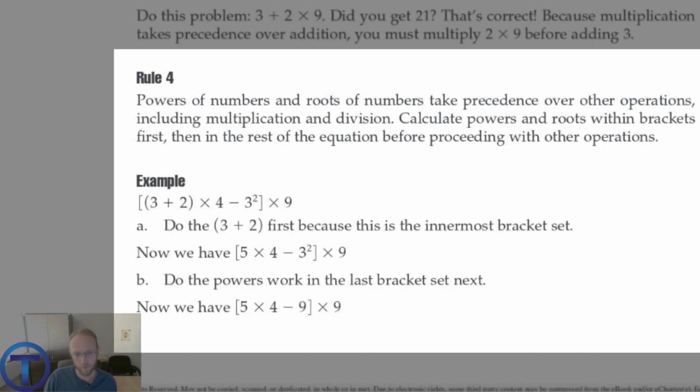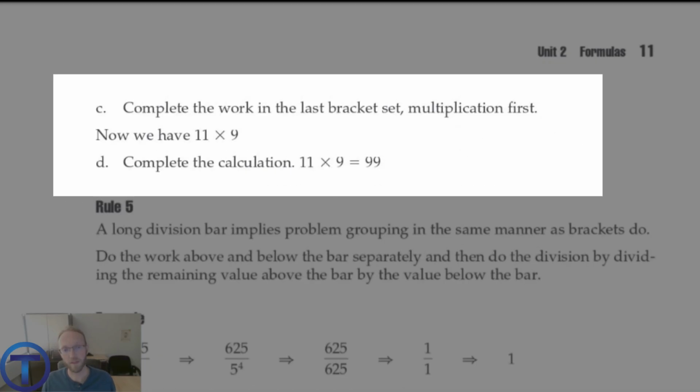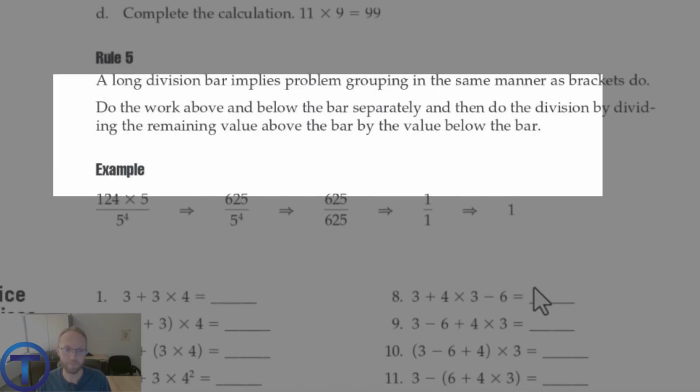Now we're going to do the powers. We get 5 times 4 minus 3 times 3, which is 9, bracket, times 9. I promise we're making progress. Now we complete the work in the bracket. We're going to get 11 times 9, and then we take that. 11 times 9 is 99.